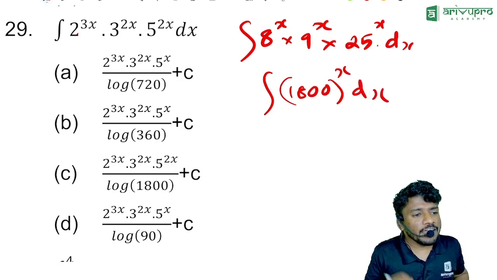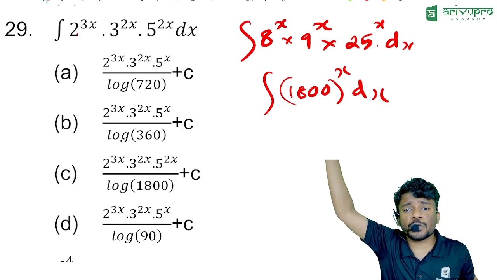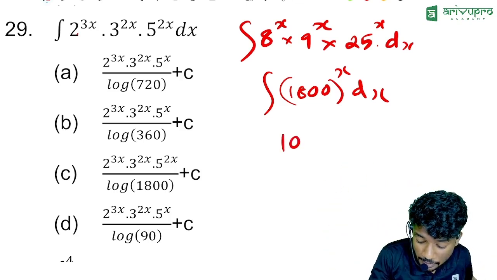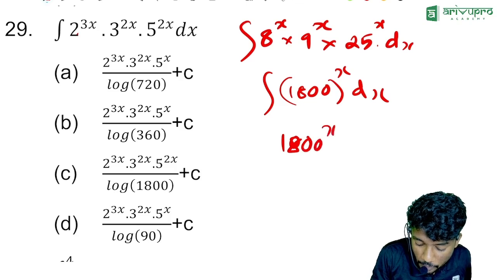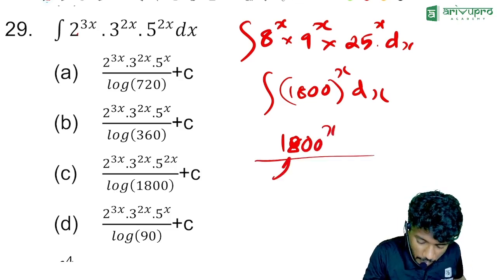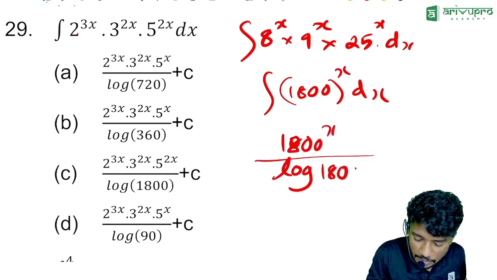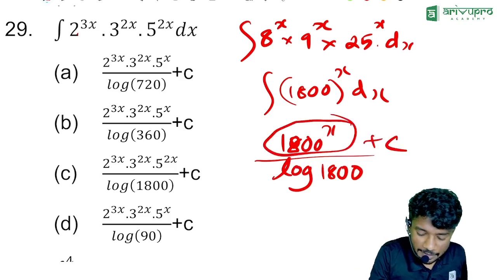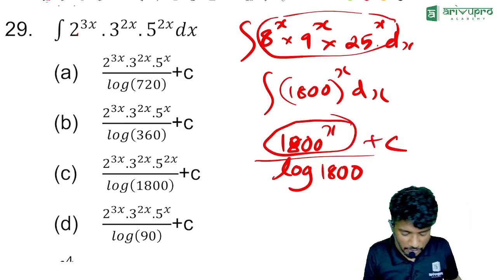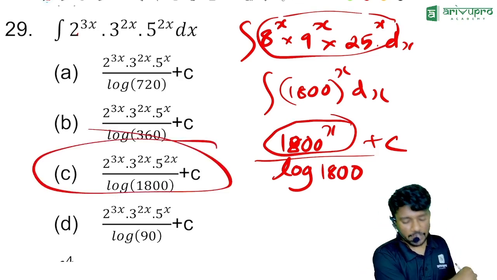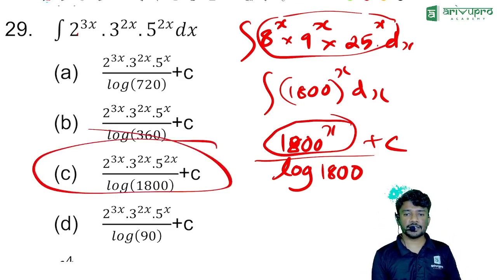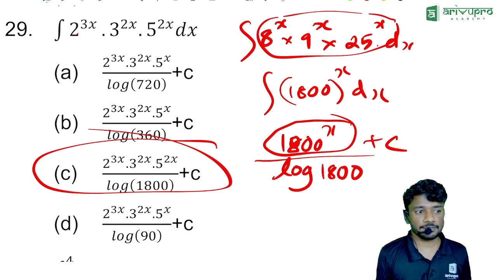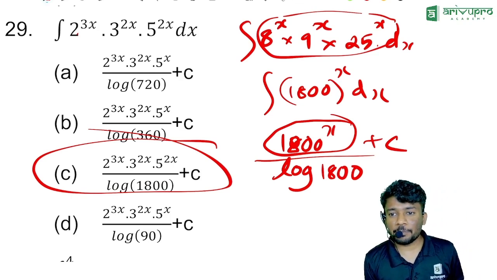So if it is integral a raised to x, what was the formula? A raised to x by log a. That means answer is 1800, the whole raised to x divided by log 1800 plus c. Now we know that this 1800 is this only, right? So option C is our answer. Got it? What is integral x square? X cube divided by 3.